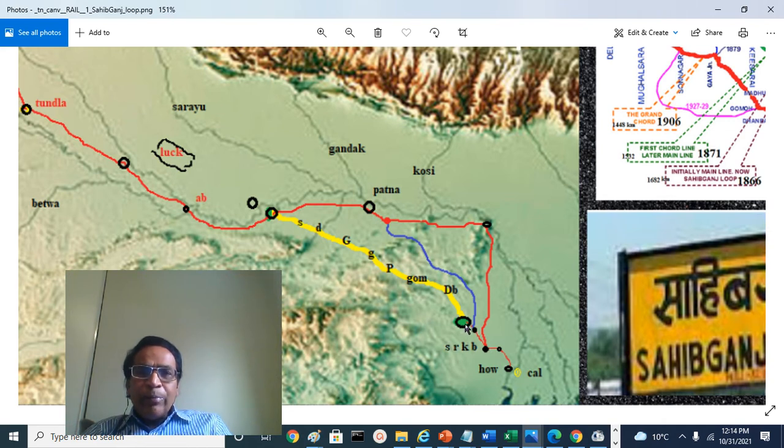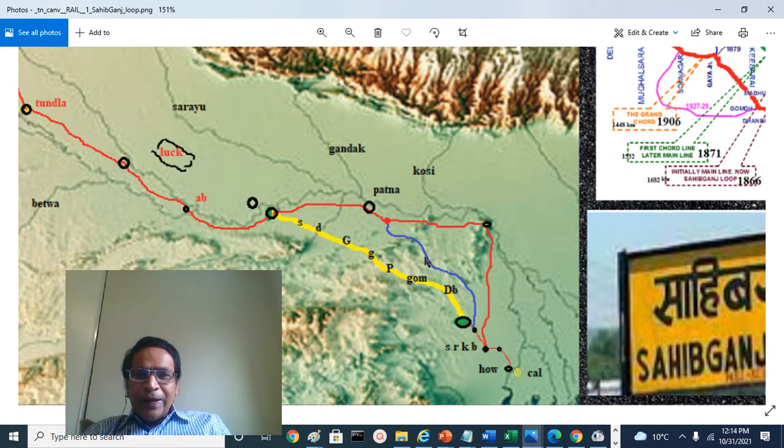From Sitarampur to Mughalsarai, they built one more line that went through Gaya city, Guzhatti. This is the chord line. So when this Kiul line was built, Sahibganj became a loop line. This became the main line where much of the traffic flowed.